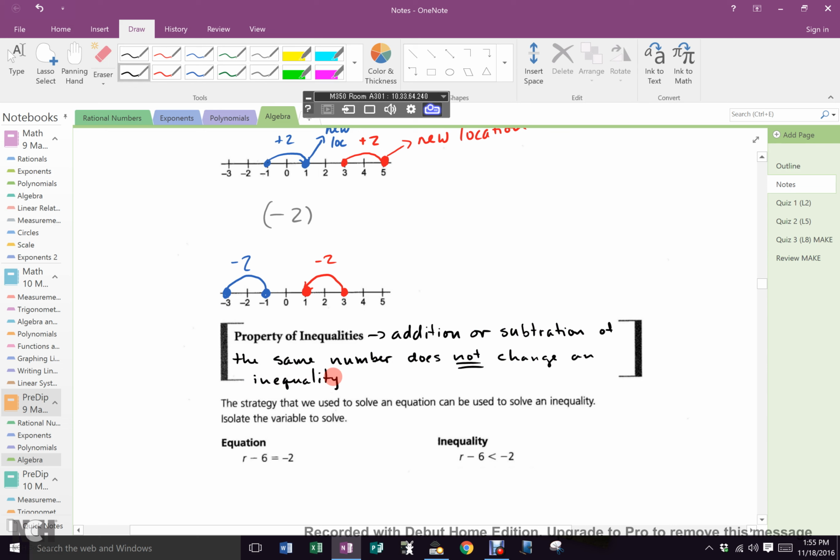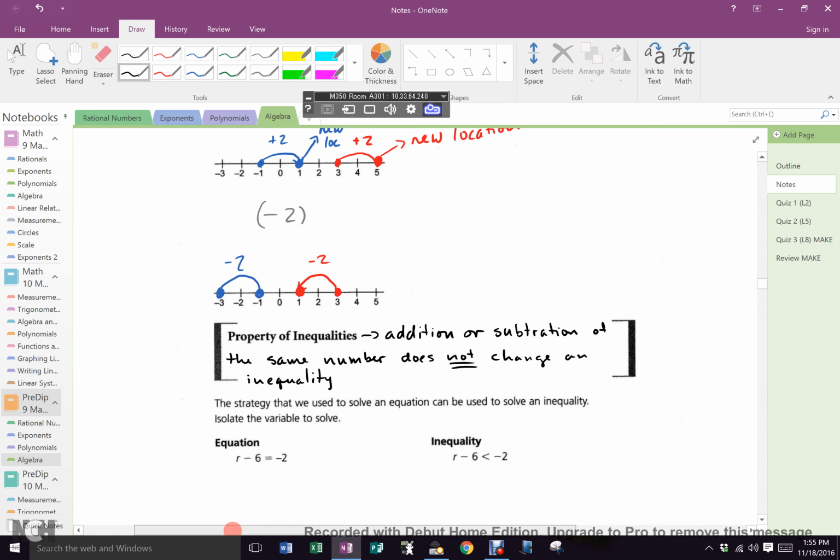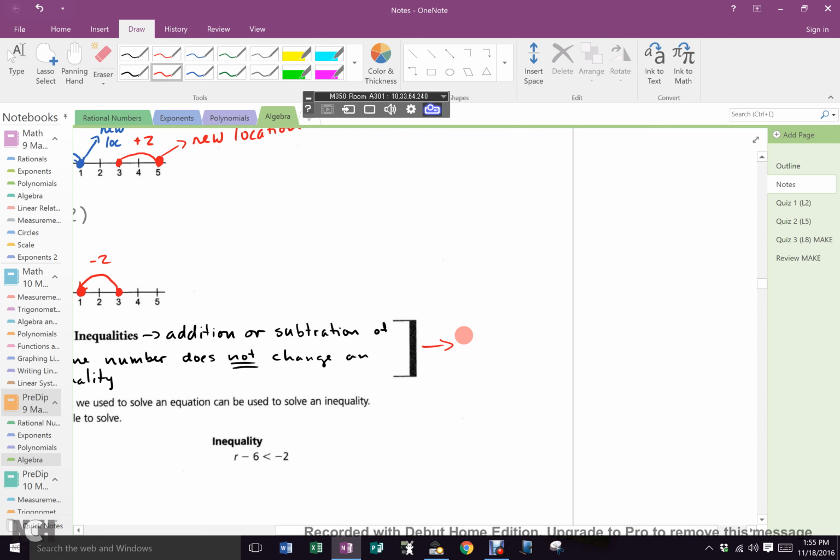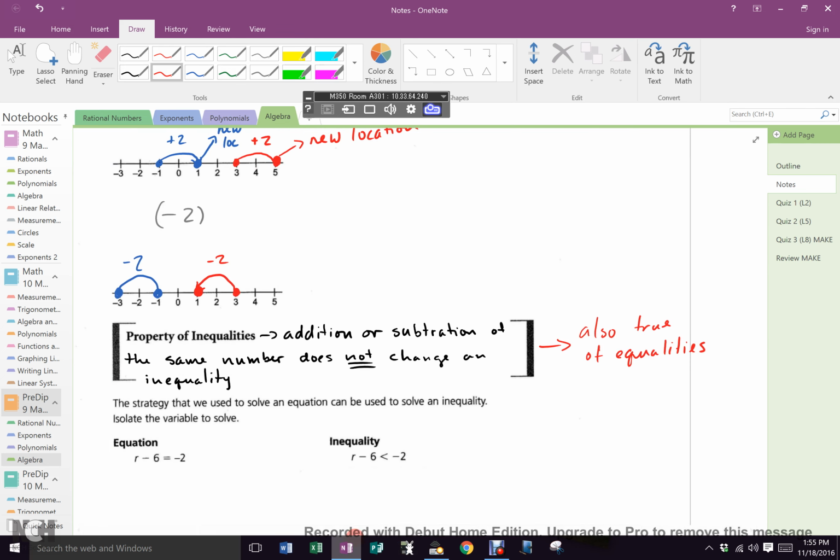And that makes sense, doesn't it? We've just proven it with a number line, but we didn't even need a number line, did we? Because we know that this is true, this is also true of equations, aren't they? Right? Yeah? All right. Okay. All right.